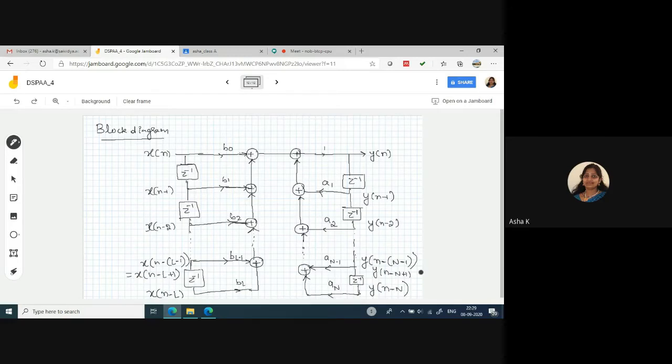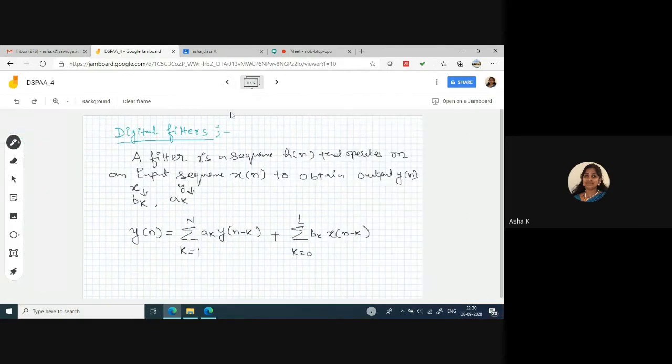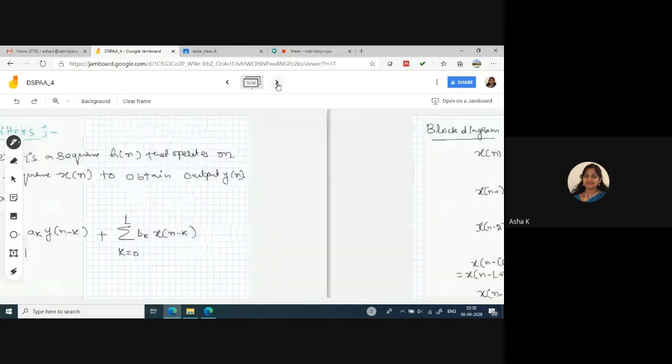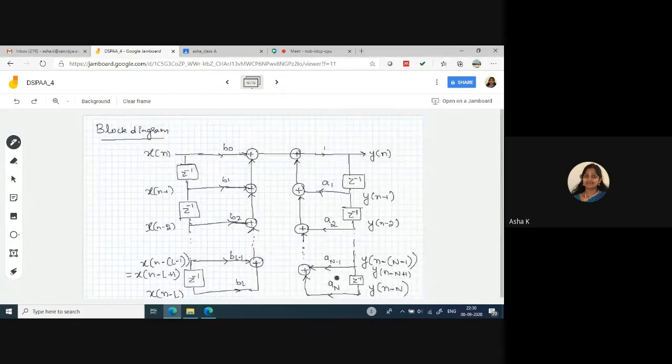After this representation of the block diagram of the filter equation, this structure employs feedback, and the current output depends on the past outputs in addition to the current and past inputs. By choosing proper coefficient sequences, the coefficients at the output side, the y of n side, are a1, a2, up to an minus 1, an, and at the input side b0, b1, b2, up to bl minus 1, bl.